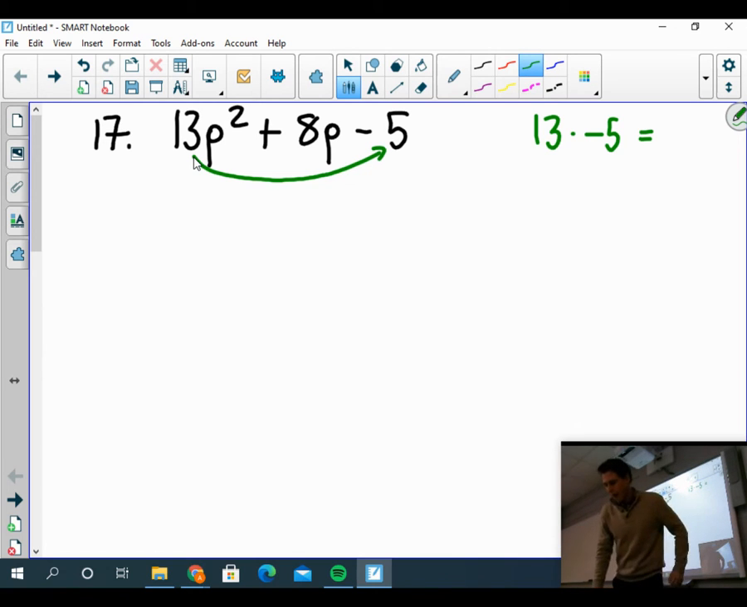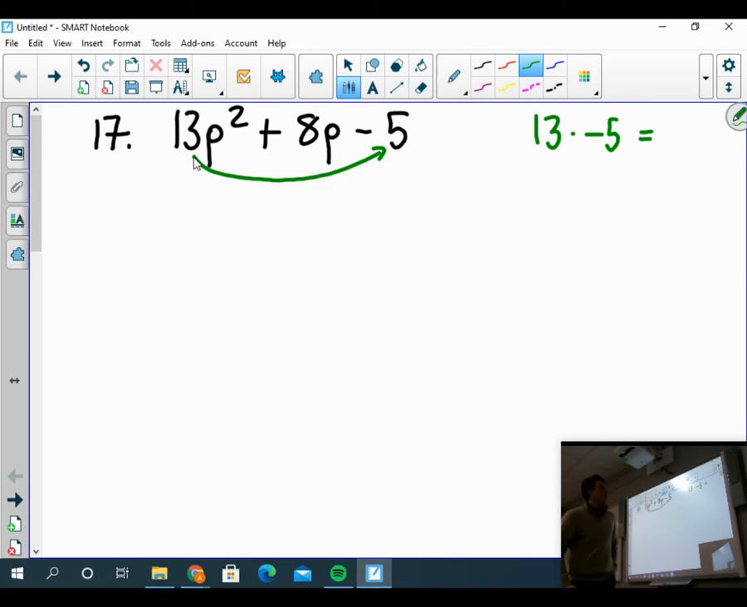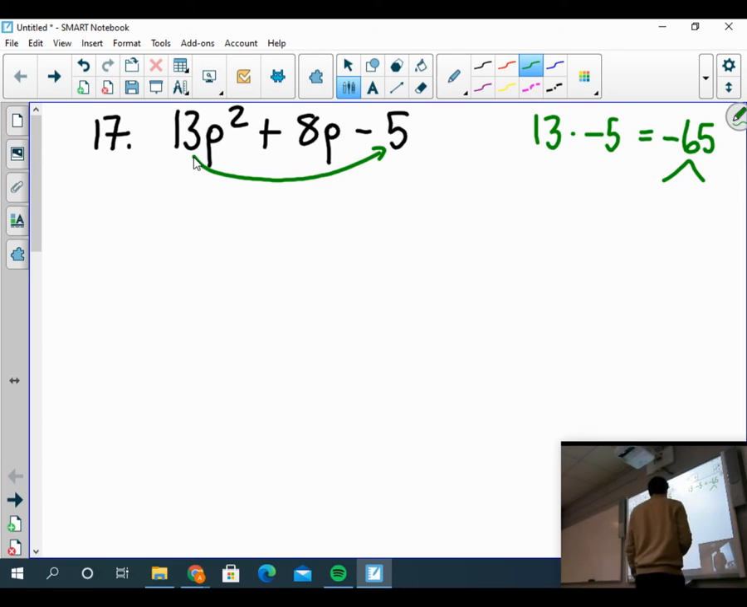And when I do that in my calculator, 13 times negative 5, I get negative 65. So what I'm going to do here is find the factors of negative 65. I'm going to find all the factors, keeping in mind that I want to find the ones that will give me positive 8. Okay, so I've got 1 and 65.